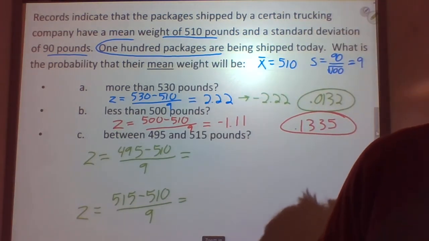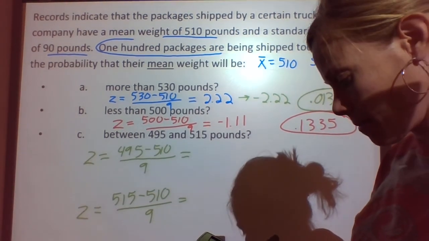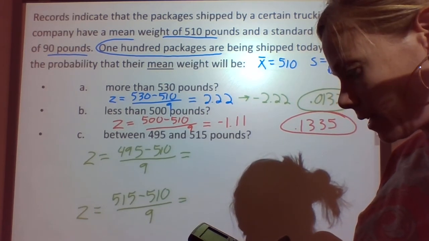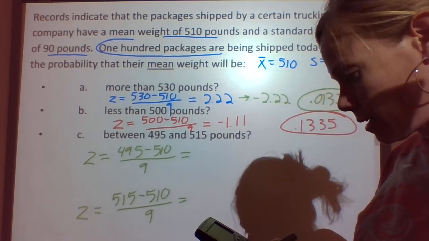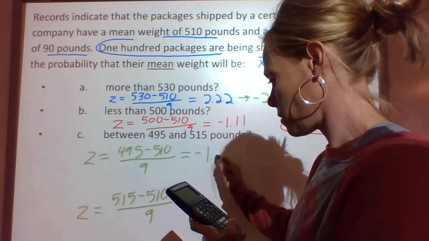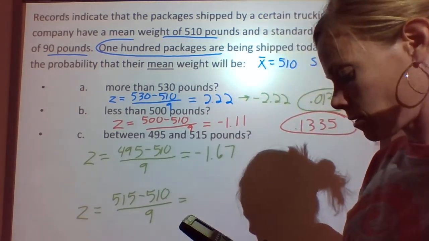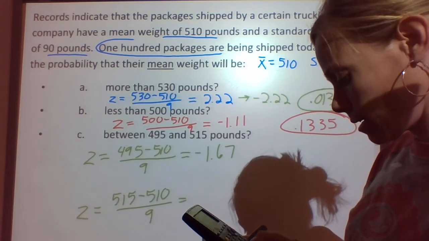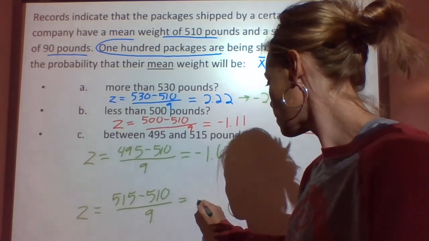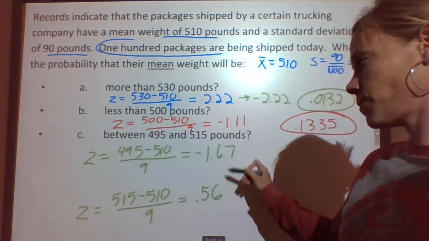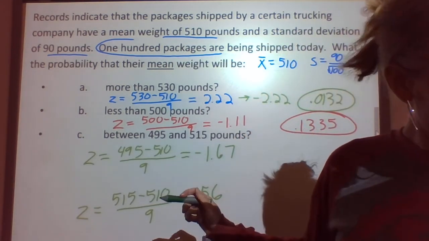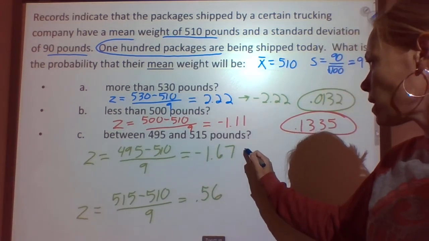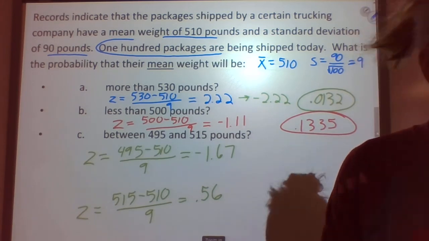All right, find the z-score for both of those to look up. So 495 minus 510 divided by 9. And then let's just do the other one since I'm right there. Divided by 9. Okay. Now, do I subtract the z-scores? No, do not subtract the z-scores. You're going to find the percents for both to subtract.